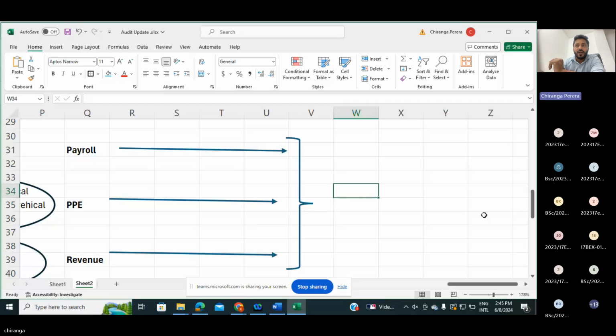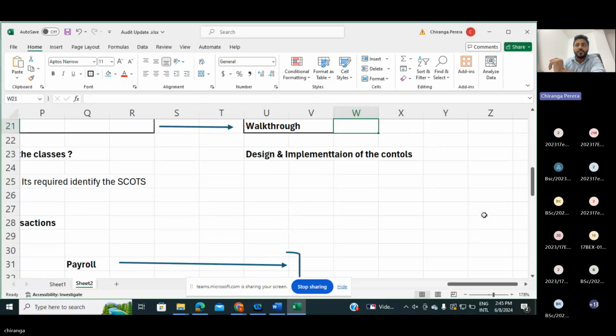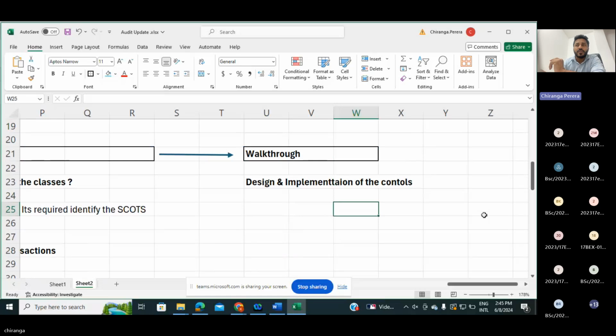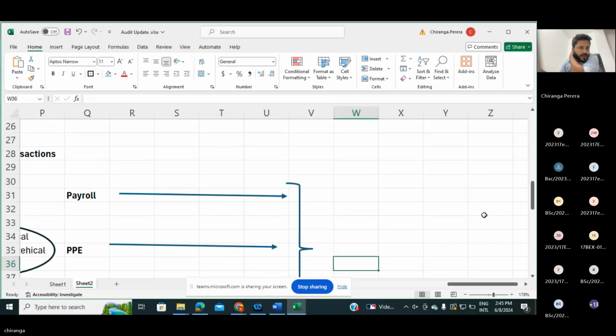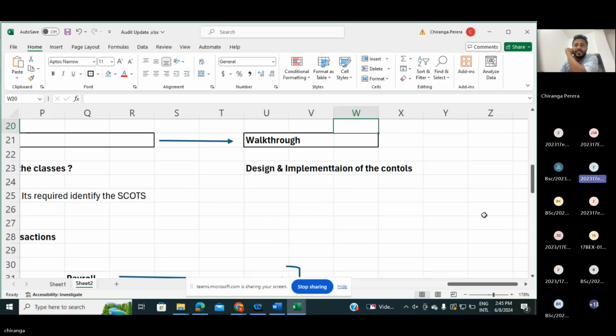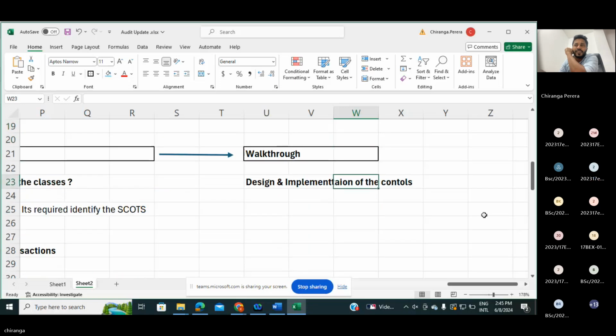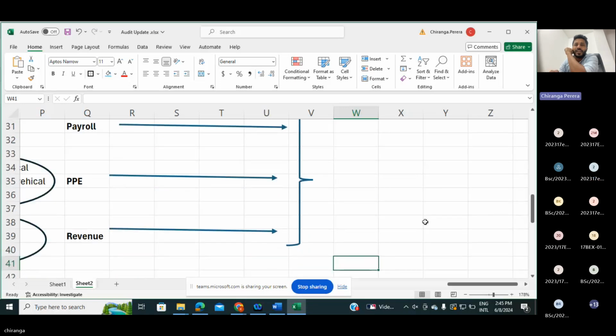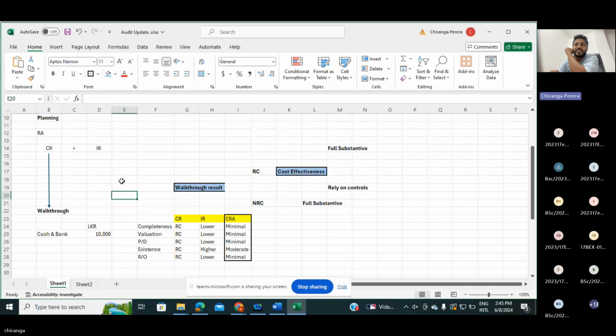So after completing a walkthrough, what will be the answer? Answer will be whether the company's developer implemented a design and implemented a control or not. Exactly. There will be two answers, right?